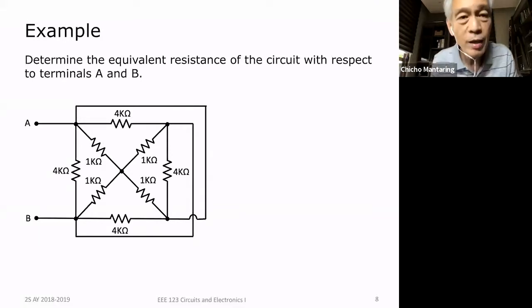Here's another example. Determine the equivalent resistance of the circuit with respect to terminals A and B. I'll give you 5 minutes. Try to solve this on your own, and then let's see who comes up with the correct answer. After 5 minutes, you can post your answer in the chat box. Then we'll solve it together and we'll see who got the answer correctly.